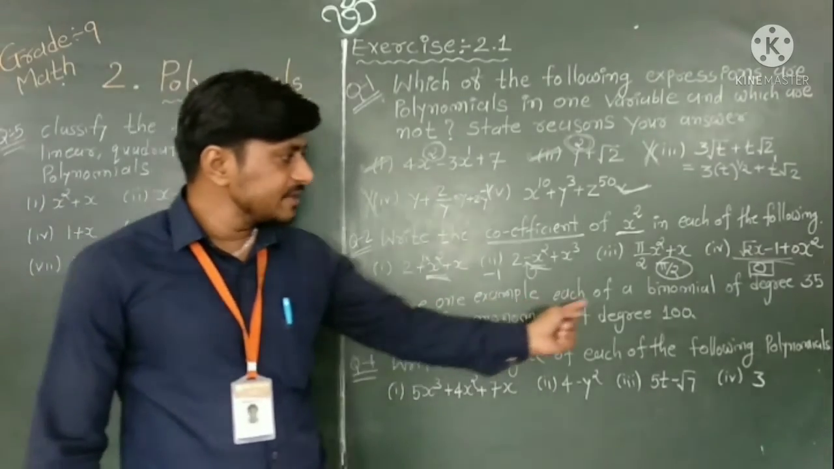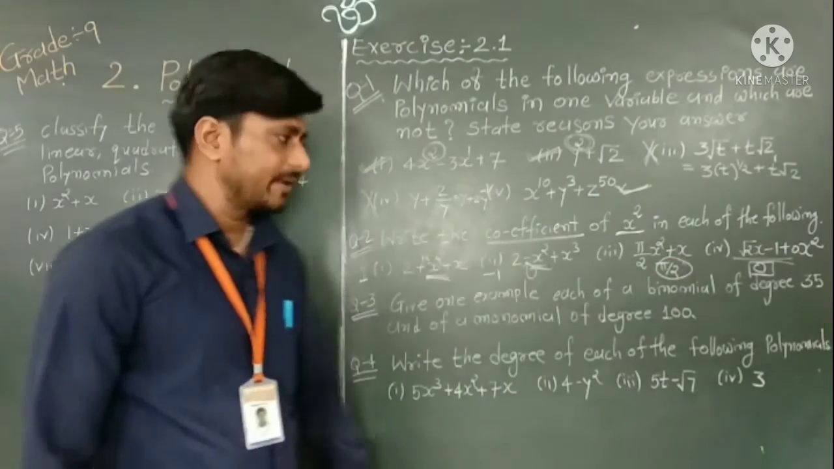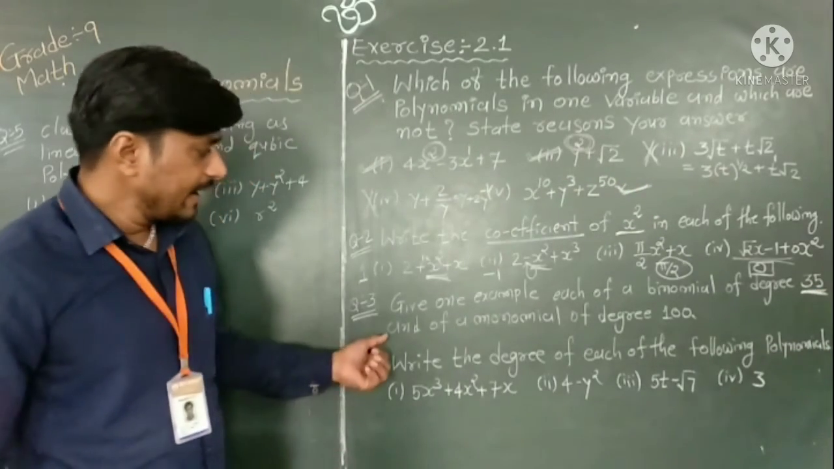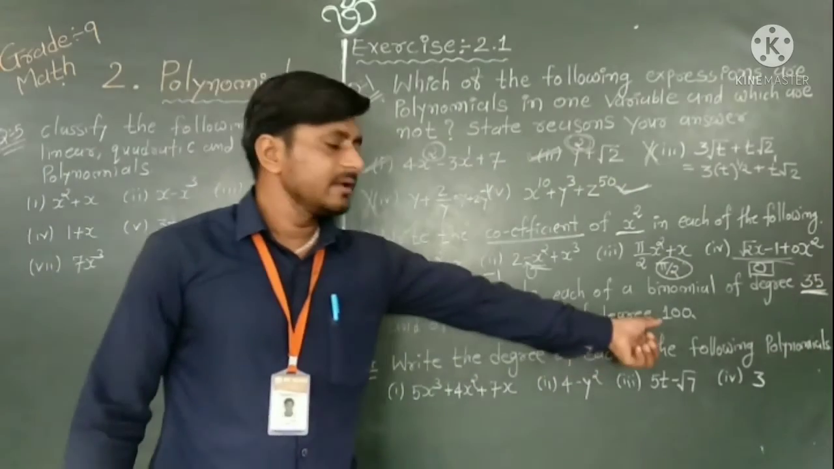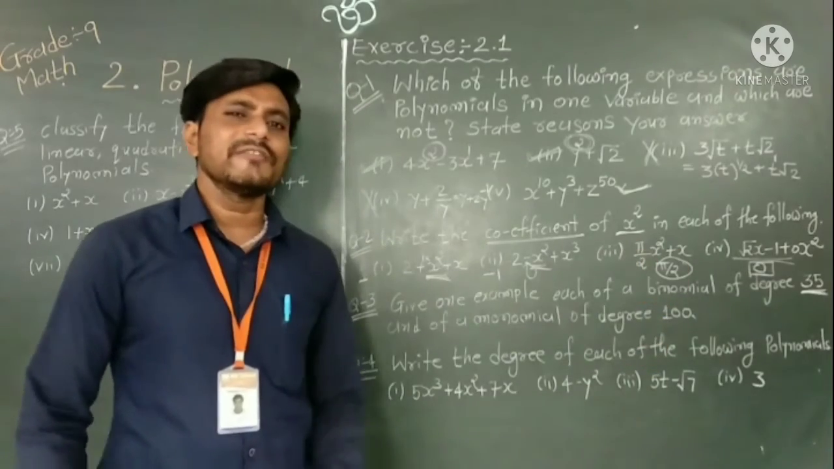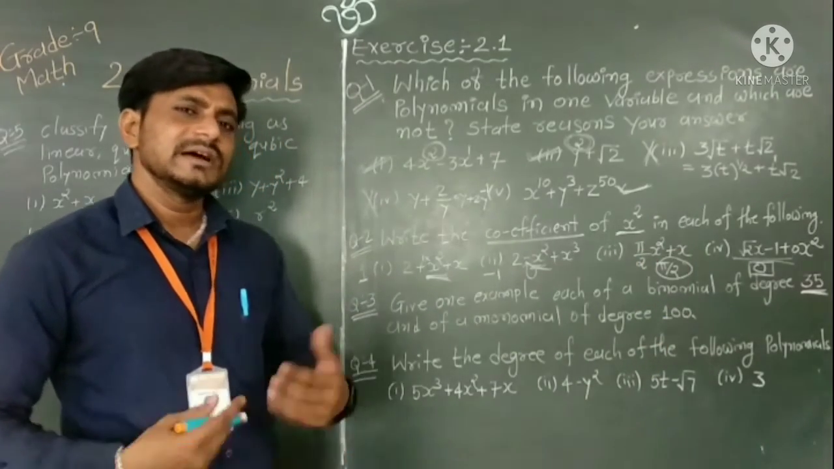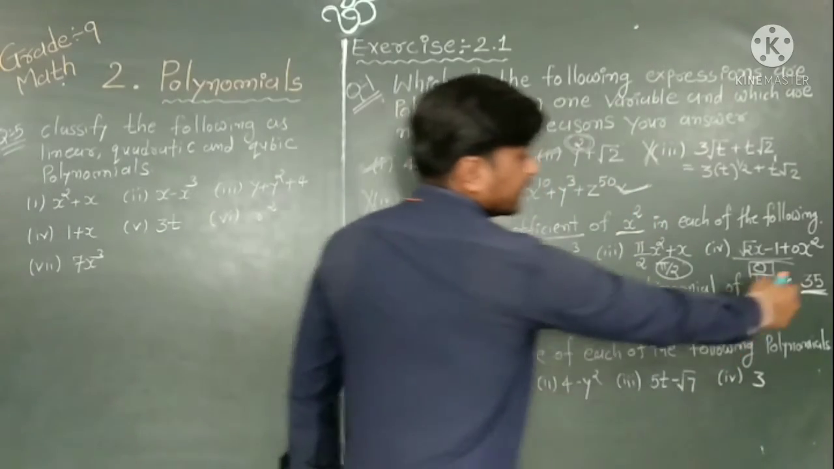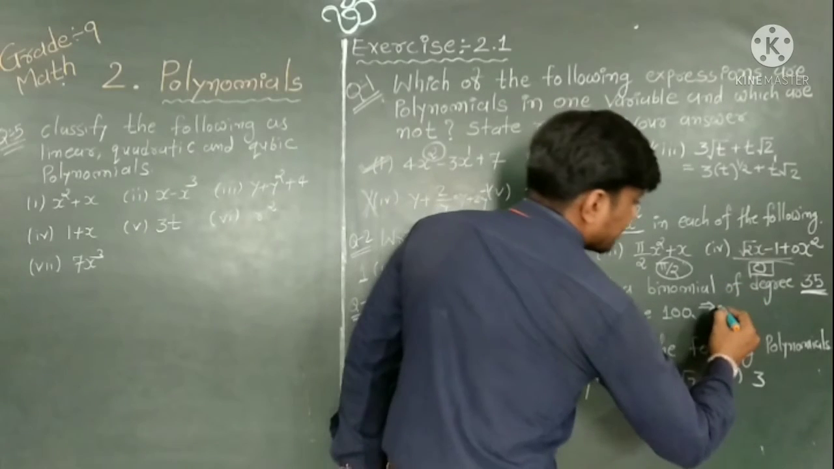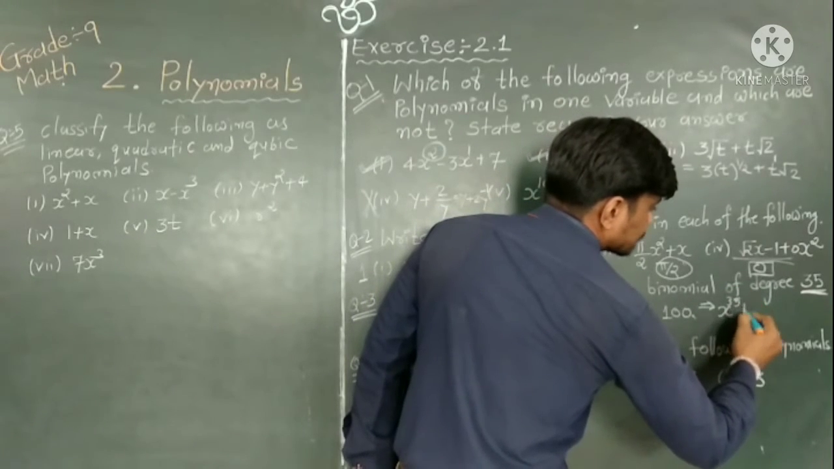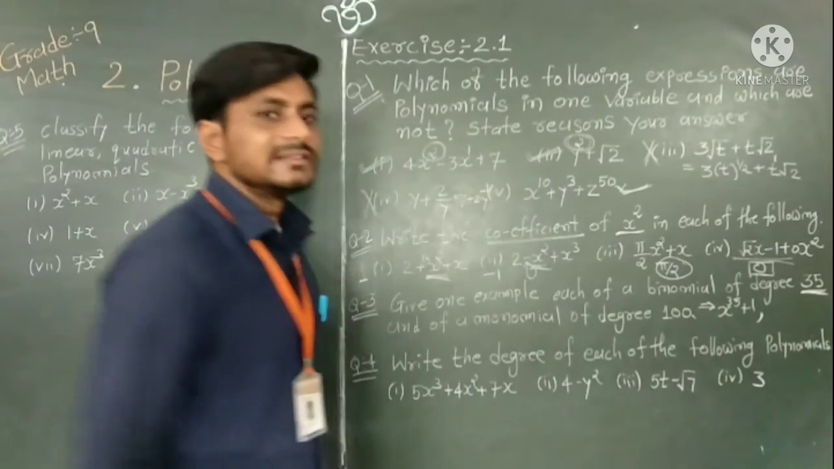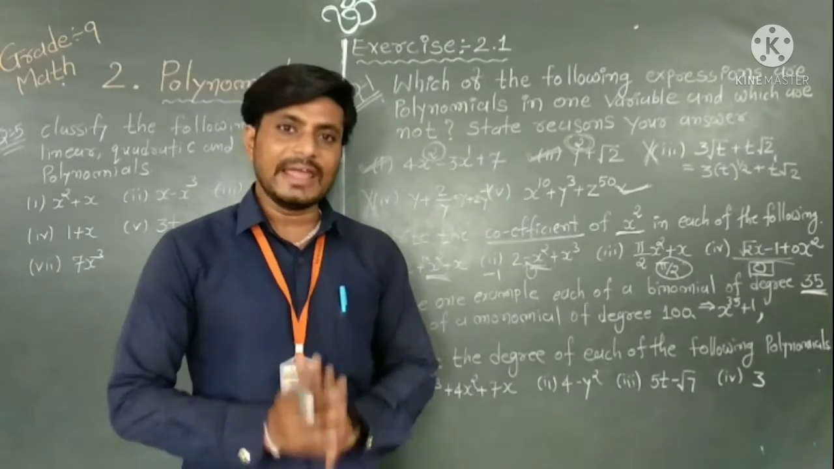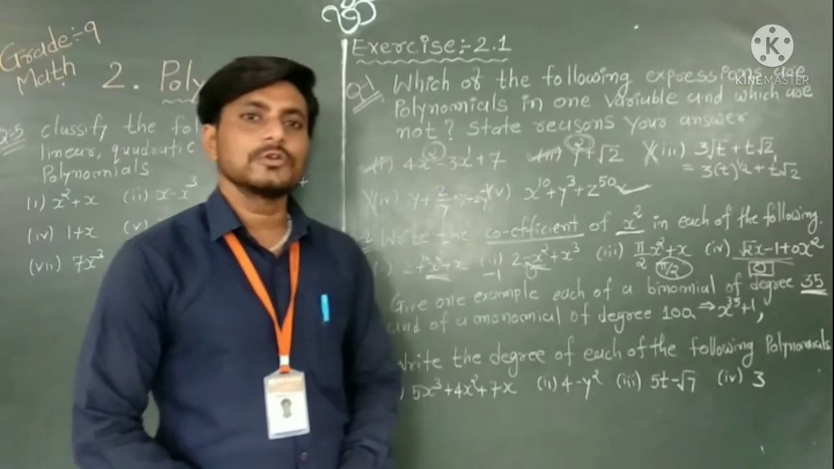Give one example each of a binomial of degree 35 and of a monomial of degree 100. So there are many types of examples, infinite examples. Just write whatever you think in your mind with power 35. So I write x raised to 35 plus 1. This is a binomial. Why is this a binomial? Because it has two terms. If any polynomial has two terms, it is said to be a binomial.